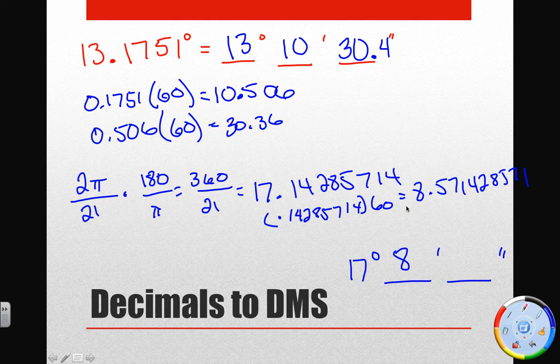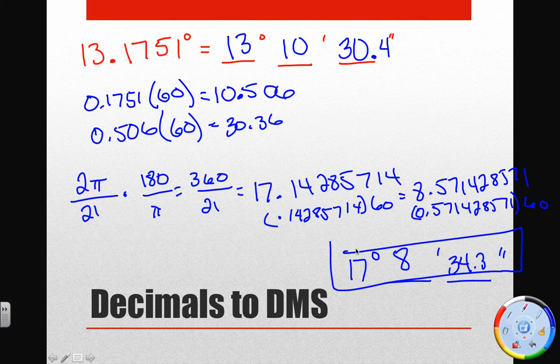But I'm going to do the same thing as I did a second ago. I'm going to subtract 8 so I can get 0.57 by itself. And I'm going to multiply that number by 60. And I get 34.3. And you notice that would be our solution: 17 degrees, 8 minutes, 34.3 seconds. And that's going all the way from radians all the way down to DMS. Okay, so I think that should cover it.